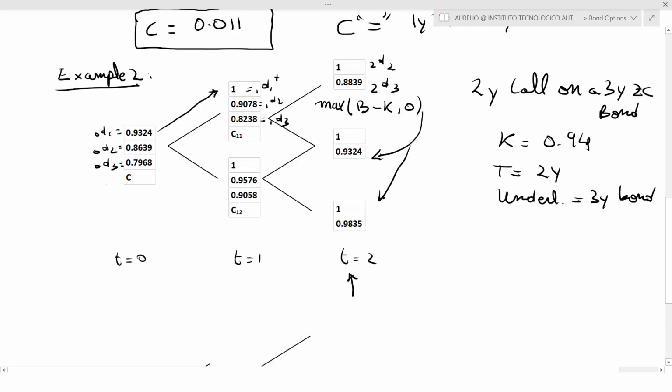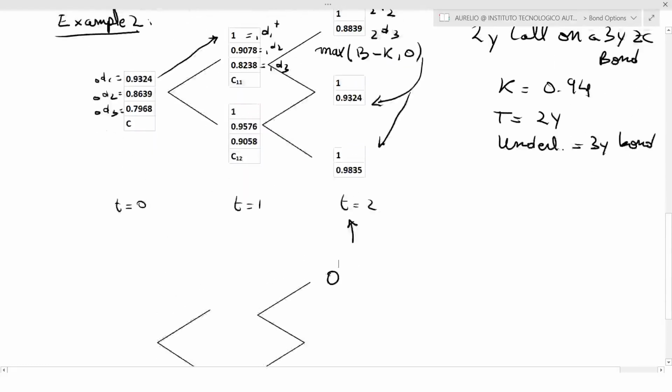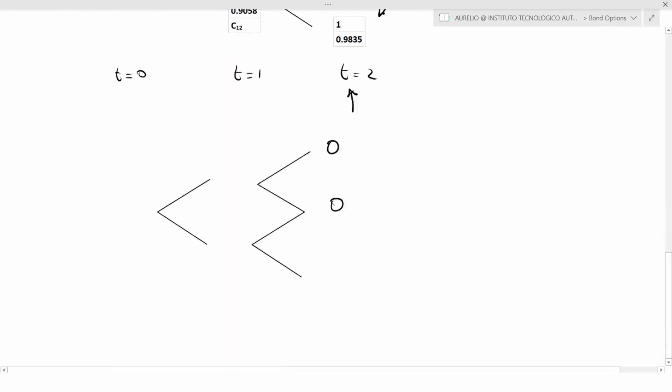So B, in this case, is going to be 0.8839 minus 0.94. It's going to be 0. So for the first node, it's going to be 0. For the second node, 0.8324 is also going to be 0. And then for the third node, it's going to be 0.9835 minus 0.94. The positive side of this is equal to 0.0435. And now I want to determine the prices of the call here in the up and down, and then at time t equals 0. So how do I go about doing that?